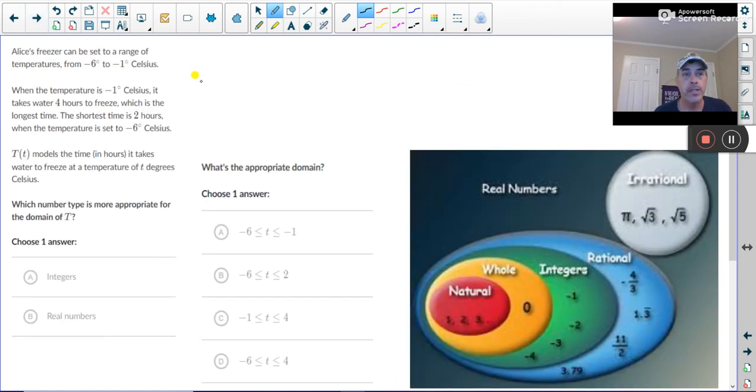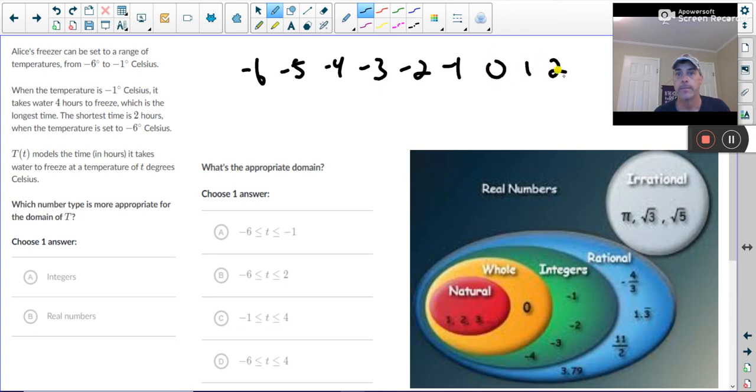Okay, Alice's freezer can be set to a range of temperatures from -6 degrees to -1 degrees. I'm just going to write that out. -6. Okay, so she is getting from -6 to -1 and everything in between. When the temperature is -1 degree Celsius, it takes 4 hours to freeze. When it's -1, it takes 4 hours to freeze. The shortest time is 2 hours when the temperature is -6 degrees.